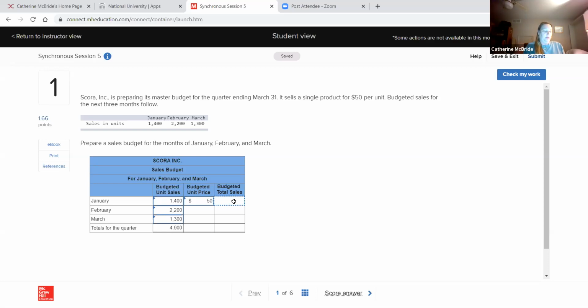So we're going to sell 1,400 units times $50 a unit. I have $70,000 that I plan to have in sales for January, 110,000 for February, and 65,000 for March. Okay, that part isn't hard, right? That part makes sense.